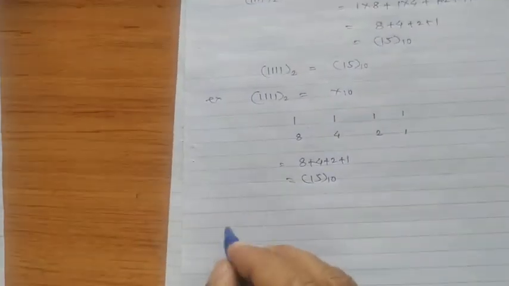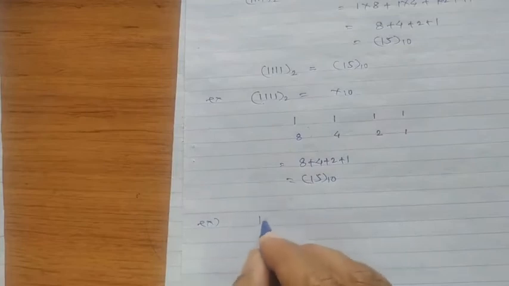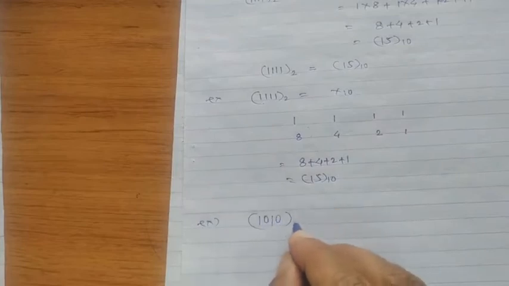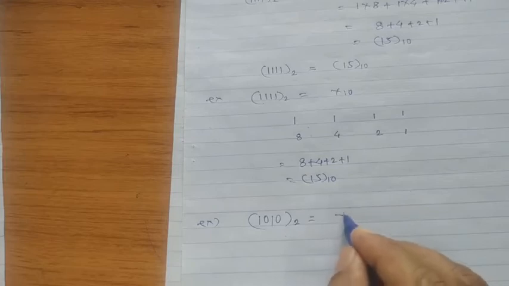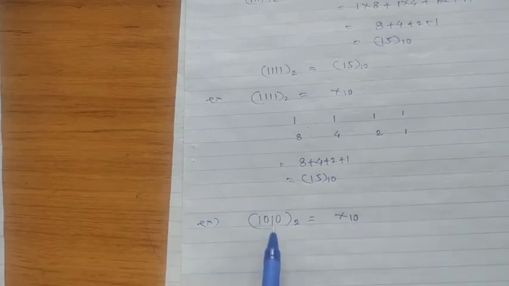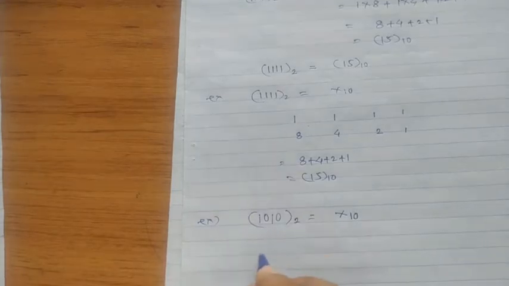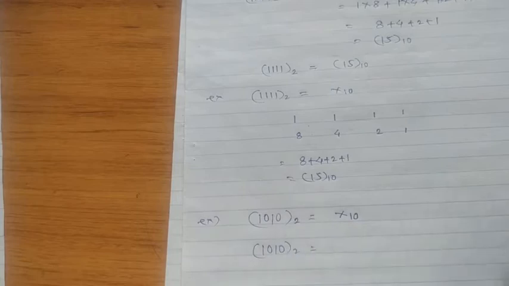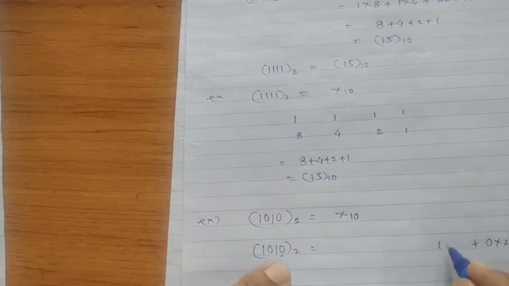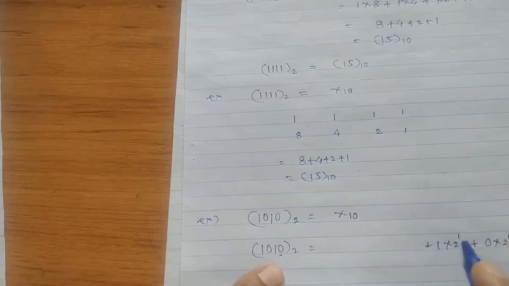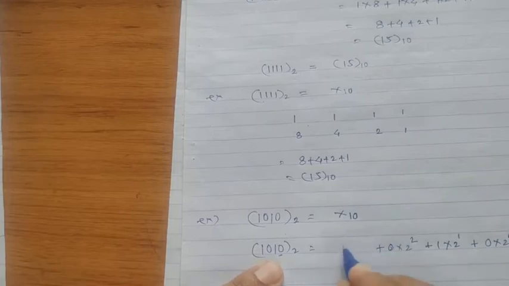Next example: 1010 base 2 equals x base 10, meaning the binary number 1010 is converted into a decimal number. First method: 1010 base 2 is 0 into 2 raised to 0, plus 1 into 2 raised to 1, plus 0 into 2 raised to 2, plus 1 into 2 raised to 3.